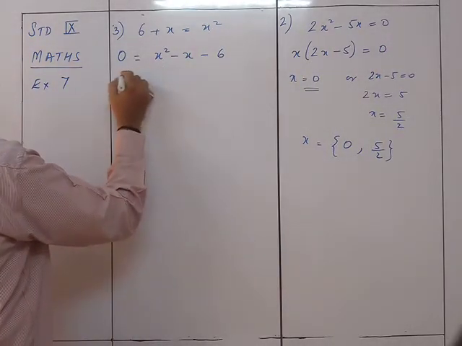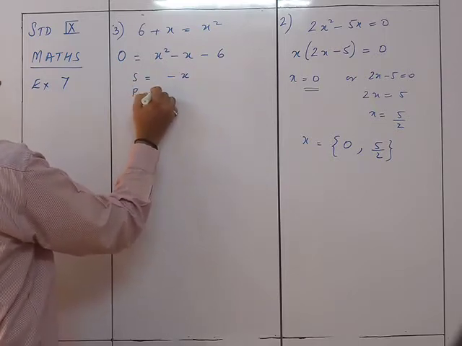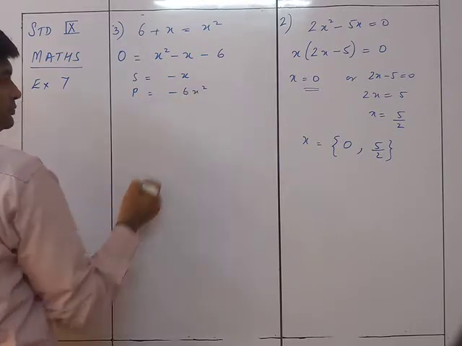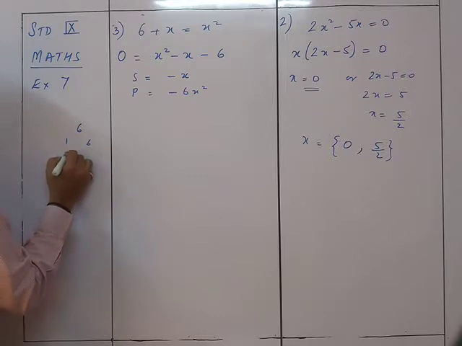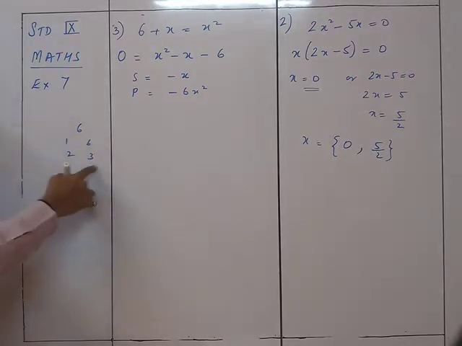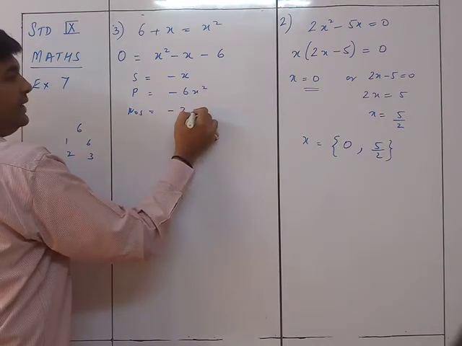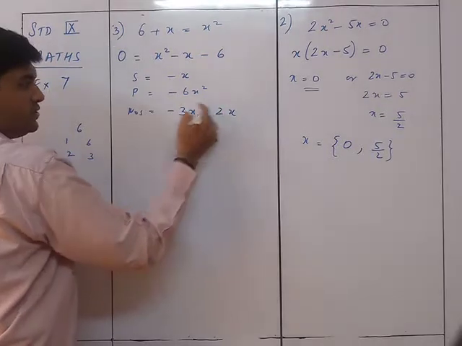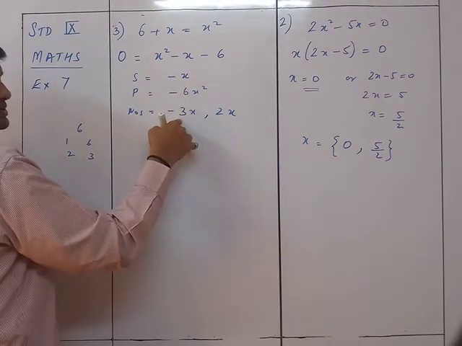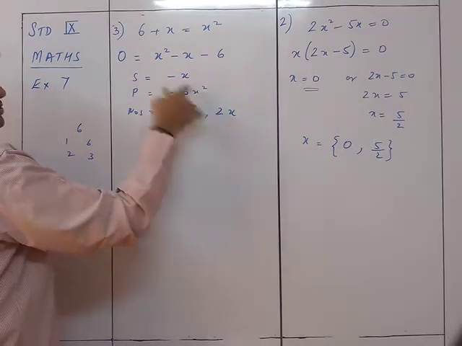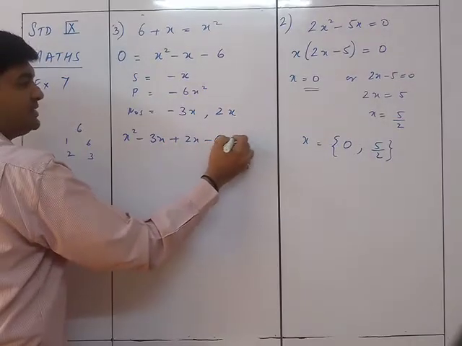So now we have the sum equal to minus x and the product equal to minus 6x square. What are the factors of 6? 1 and 6. Second is 2 and 3. 2 and 3 will give me minus 1. So the numbers will be minus 3x and plus 2x. Because I want minus, the greater number will be minus, and the smaller number will be plus. So accordingly, x square minus 3x plus 2x minus 6 equals 0.